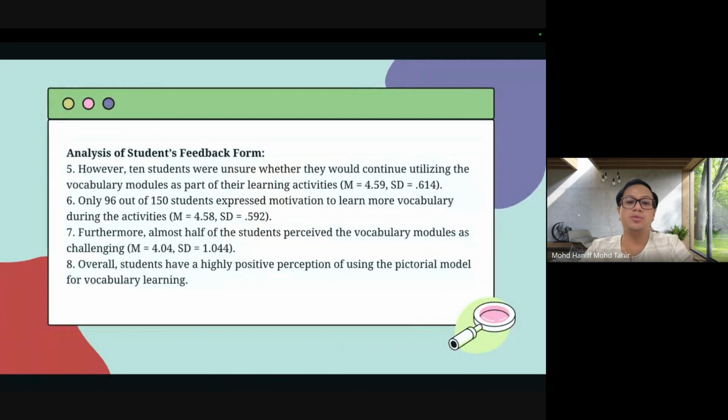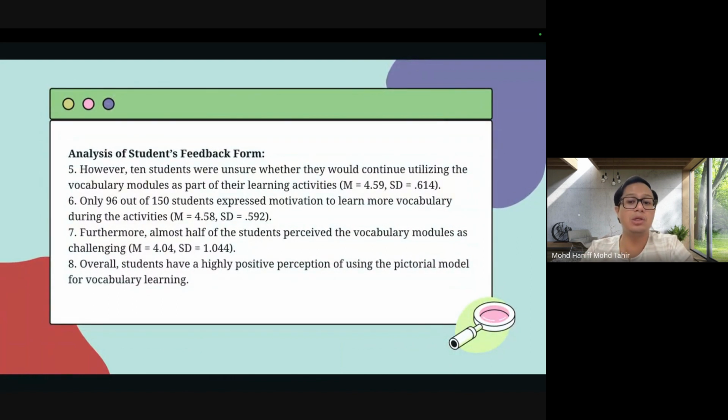However, 10 students were unsure whether they would continue utilizing the vocabulary modules as part of their learning activities, represented by a mean score of 4.59 and standard deviation of 0.614. Only 96 out of 150 students expressed motivation to learn more vocabulary during the activities. Furthermore, almost half of the students perceive the vocabulary module as challenging. Overall, students have a highly positive perception of using the pictorial model for vocabulary learning.